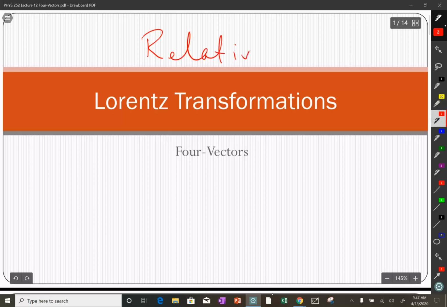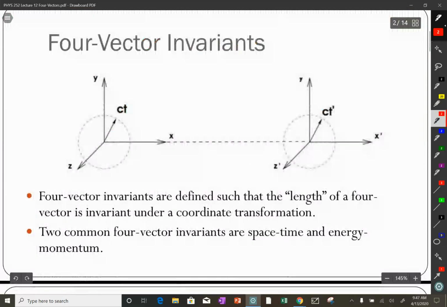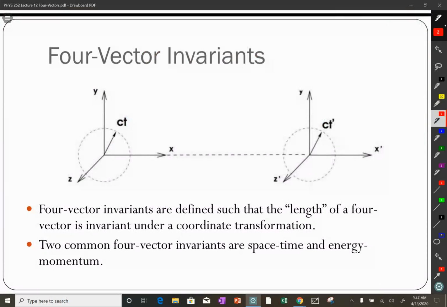What we're going to focus on is Lorentz transformations and four vectors. Something that's important in relativity is what we call four-vector invariance. Two such four vectors are the space-time invariant that we're going to look at today, and the energy-momentum four vector, which is extremely useful in a lot of your particle physics calculations. The four vectors define something that doesn't change regardless of the reference frame you're in.